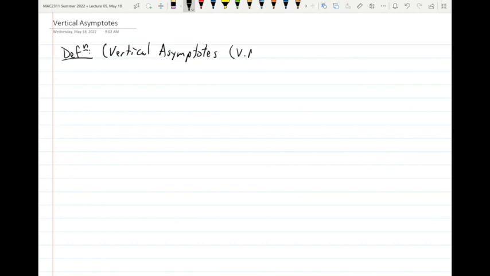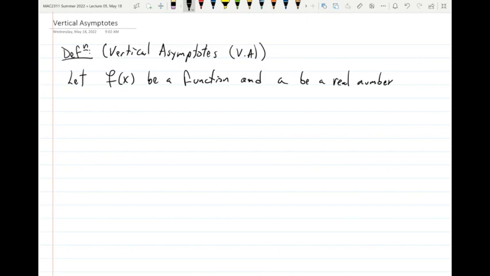So I'm going to be abbreviating this by VA, whenever I need to write this word again. Okay. So let f of x be a function, and a be a real number. Okay. Then the statement is, if the limit as x approaches a from the right of the function equals either positive infinity or negative infinity.